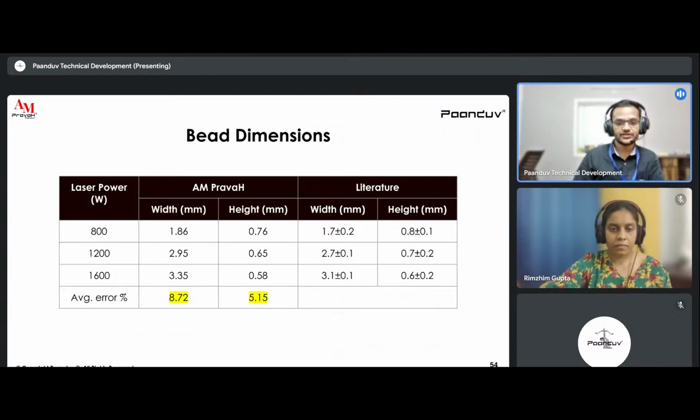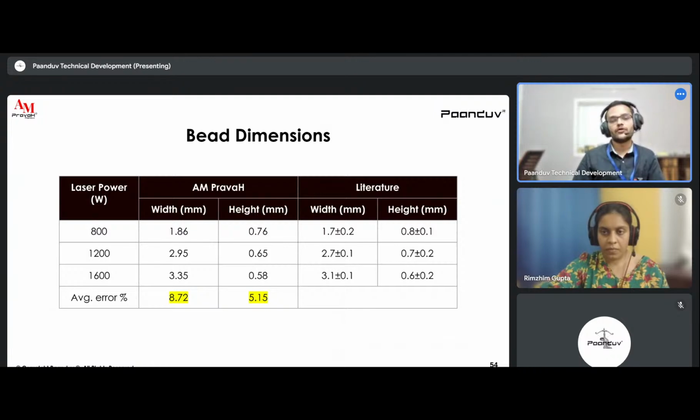The average error percentage in the predicted width is 8.72% and the average percentage error in the predicted height is around 5.15%. So AM Pravah provides results quite close to the experimental ones, and the accuracy can be improved by decreasing the mesh size.